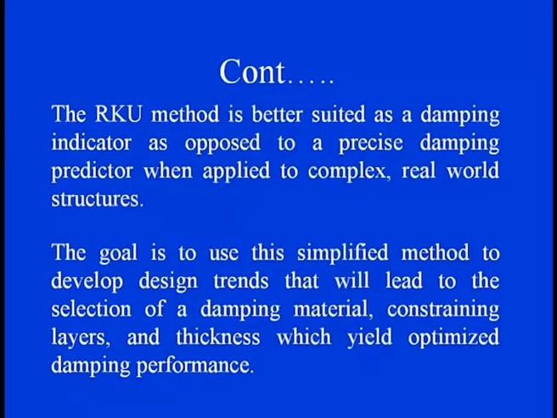So, the RKU method is really good as a damping indicator when we are not going for precise damping, but just going with some kind of formation for the real complex part. The goal is to use this simplified method to develop the design train. We will simply give a selection of damping material with the constraint layers and the thickness, and adopt these things to provide the optimum damping procedure. So, this was the first approach.